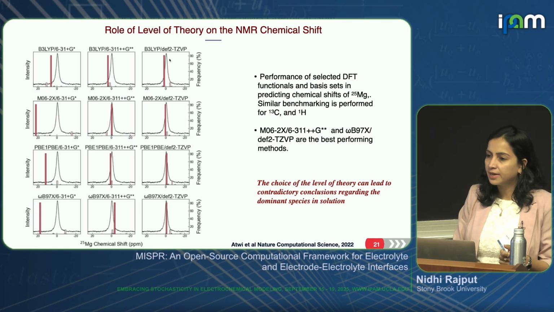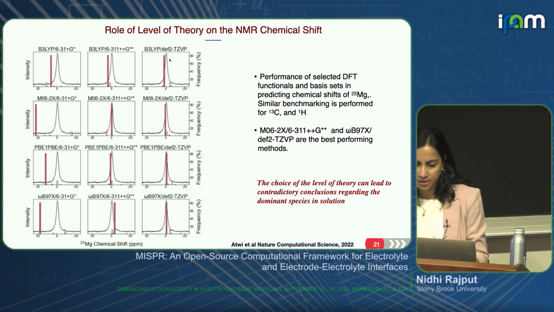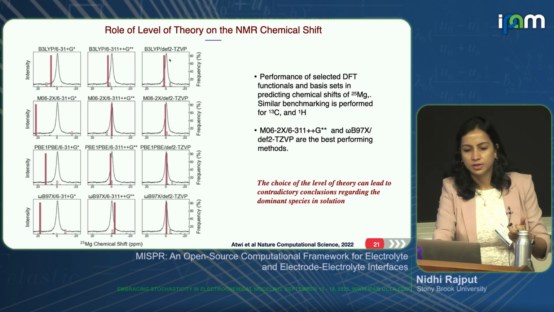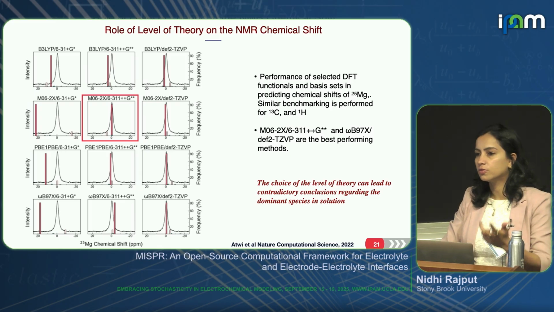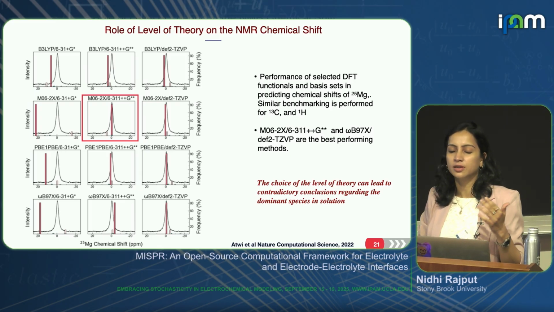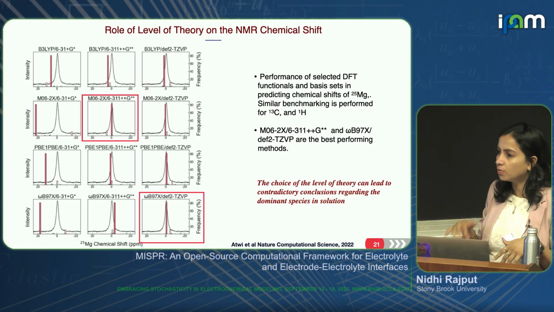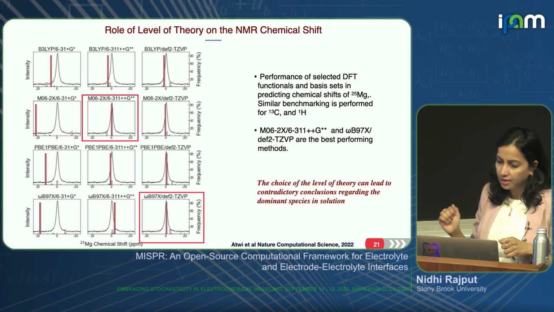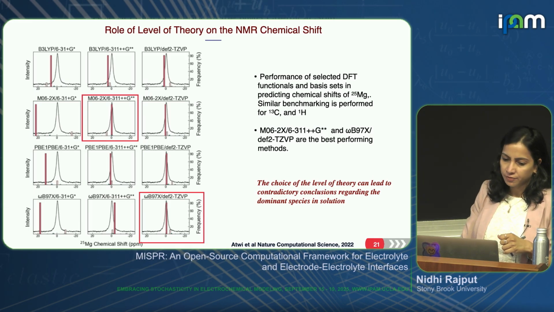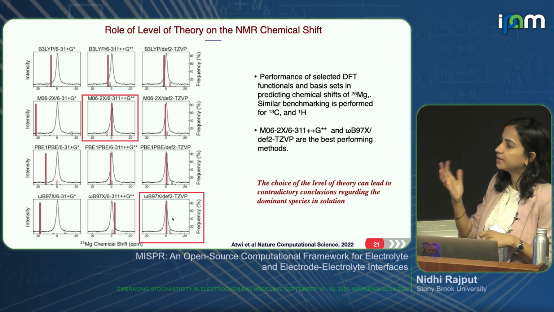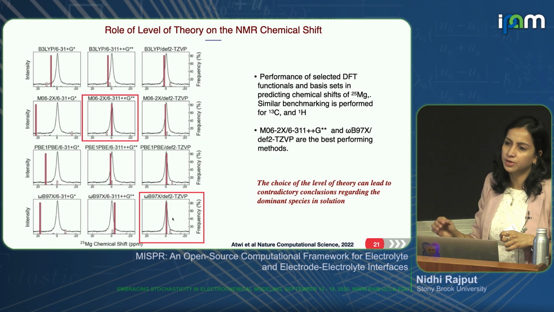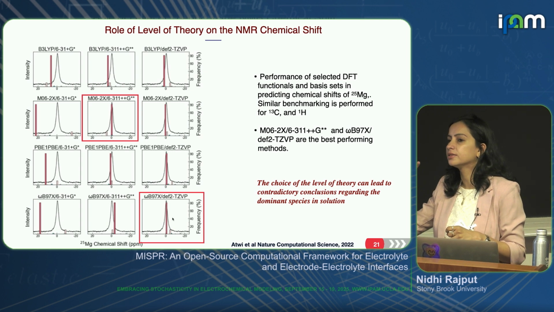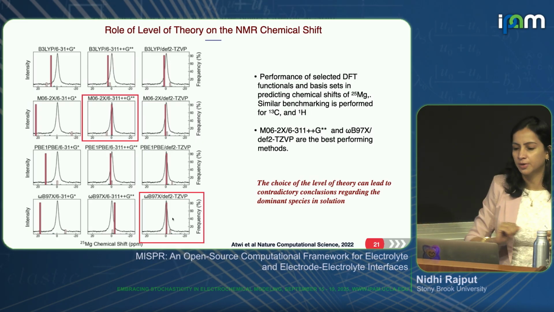Going from left to right, the accuracy improves as we increase the basis set, right? So we had 3 criteria to choose the level of theory. We wanted it to be, of course, accurate. We were also concerned about the computational cost and the tendency for these calculations to fail. So based on those 3 criteria, we chose M06 and omega B97X, which gives the most accurate prediction for magnesium NMR chemical shift. The result varies a little bit for proton and carbon NMR chemical shifts.